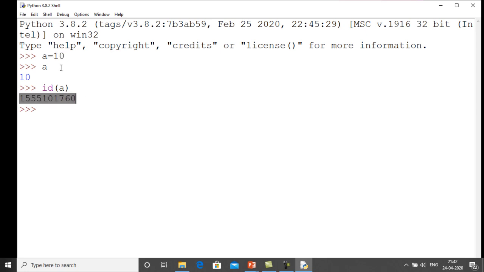So what happened when I write a is equal to 10? The value 10 is stored in the memory at a location number that is 1555101760, and then a refers to that location. So when I write simply a, I will get the value. When I write id of a, I will get the address associated with a, right?